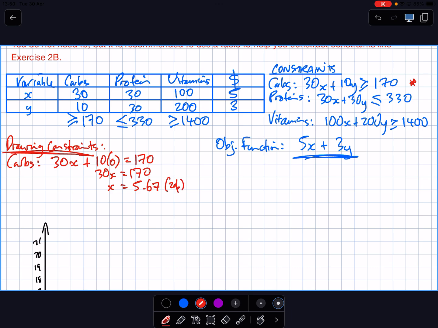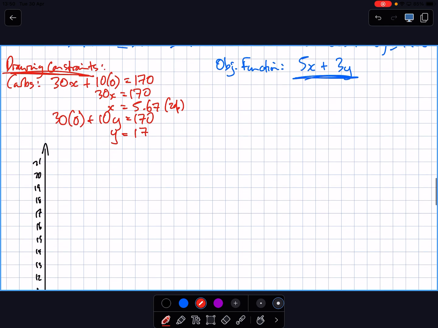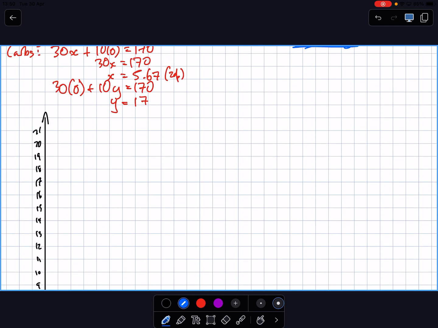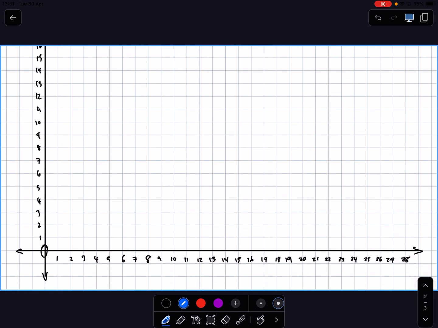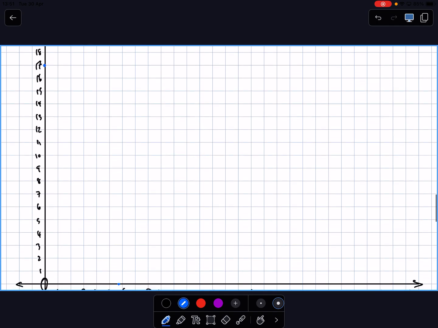To 2dp. Am I going to be able to draw the carbs line yet, if I know where it touches the x-axis? No, I need to know what the y-intercept is. So 30 lots of nothing plus 10y is equal to 170. Y is going to be 17. So I can draw that line now. Y is 17. X is not nice, but I'll draw it anyway. 5.67, so 5 2/3.